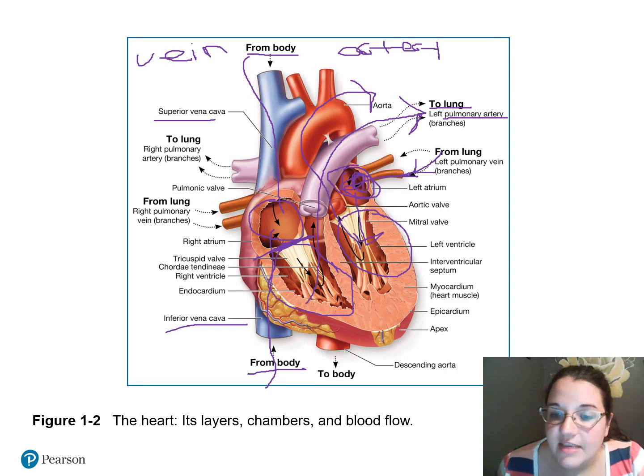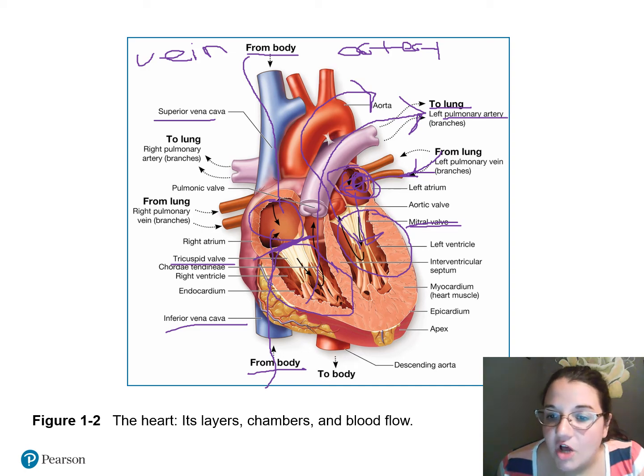Okay, now these valves have names. Sorry about my drawing skills. The valve on your left side, which is in between your left atrium and your left ventricle, is called your mitral valve. And then the valve on the right side of the heart is called your tricuspid valve.